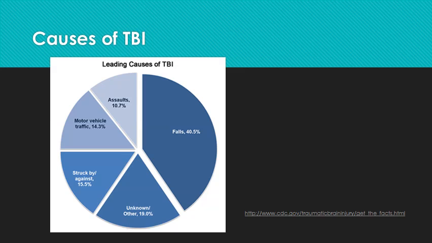This chart from the CDC shows us the causes of traumatic brain injury. The leading cause is from falls, which is 40% of all causes of traumatic brain injury. Next is unknown or other causes, followed by being struck by or against an object. Next is motor vehicle traffic accidents, and finally assaults. So those are the leading causes of traumatic brain injuries.